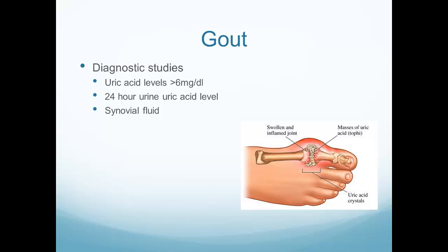Diagnostically, we're going to look at the patient's uric acid level, because uric acid is the thing that is causing the problem. And this is a picture here just showing how that uric acid is starting to build up in the synovial fluid, which is causing the inflammation inside the joint and the redness and swelling that we get around the joint.